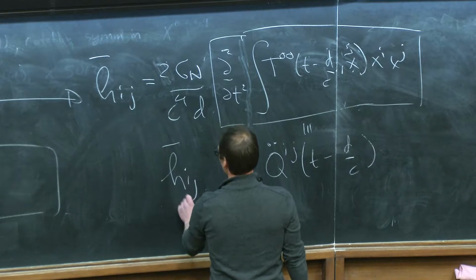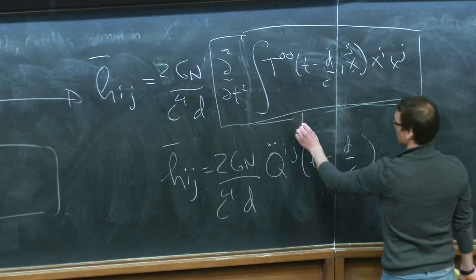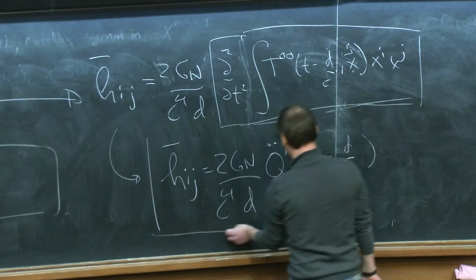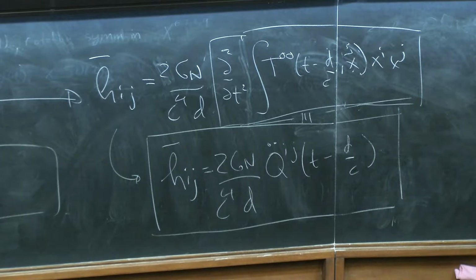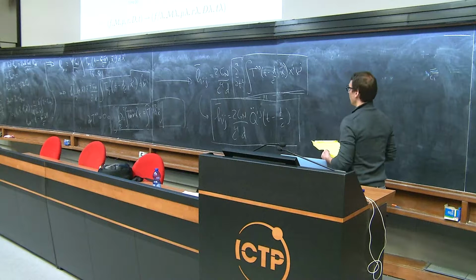And therefore, h^ij is equal to G Newton over c to the 4d. And this is the quadrupole formula. So this guy is this guy, and this guy is this guy. And in the approximation that we're using, where we're neglecting the self-energy, this is just the density. And we're going to project this. So we are almost done. We have to project this to the TT gauge.